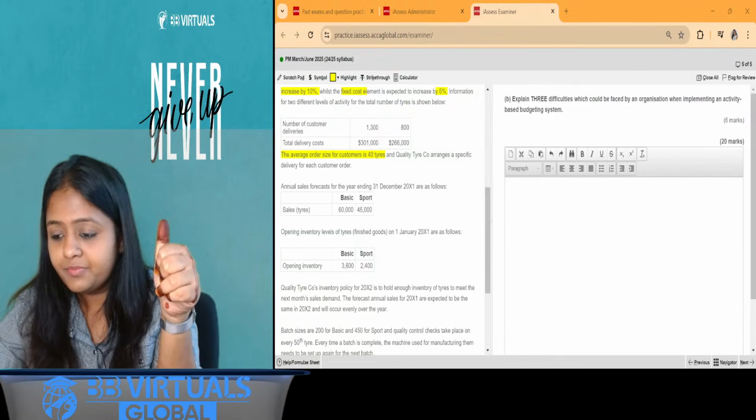Okay, Sahitya, if you're clear, please type in.